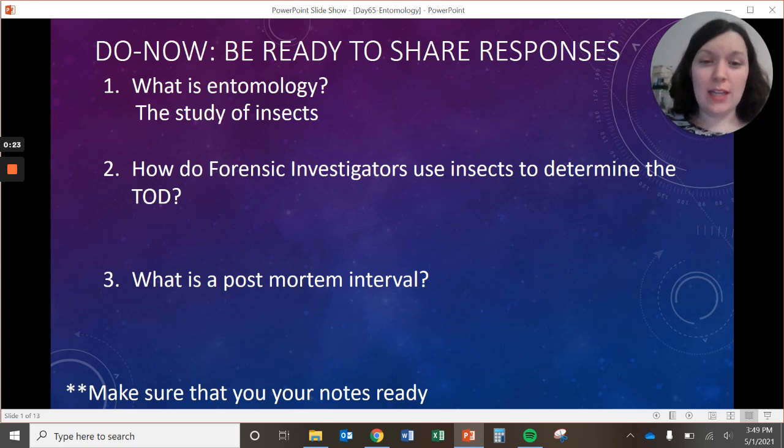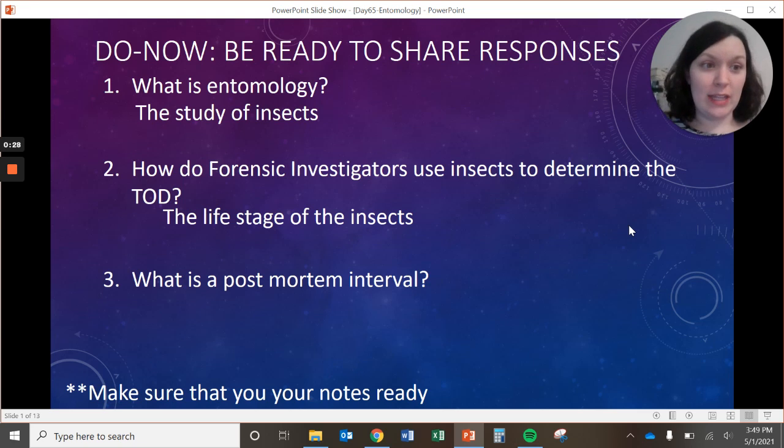Number 2, how do forensic investigators use insects to determine the time of death? So they're going to look at the life stages of the insects, and that's going to give us some insight on the time of death.